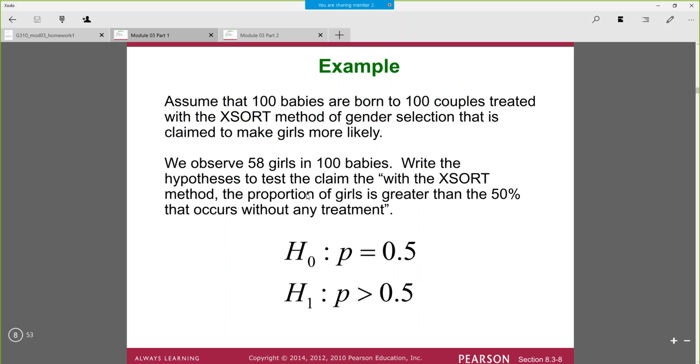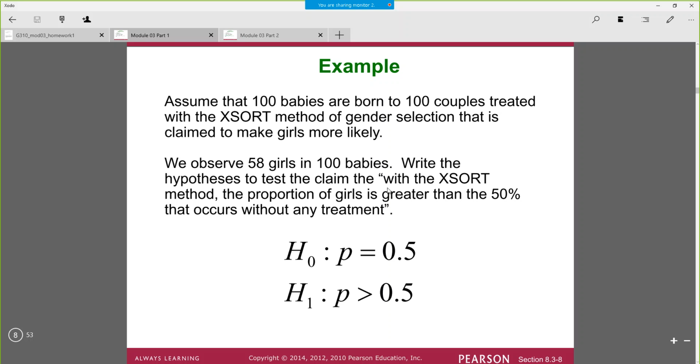And so here's an example. Assume there are 100 babies born to 100 couples and treated with the XOR method, some kind of method of gender selection that is claimed to make baby girls more likely. We look at 58 girls in 100 babies. Write the hypotheses to test the claim that with the XOR method, the proportion of girls is greater than the 50% that occurs without any treatment.